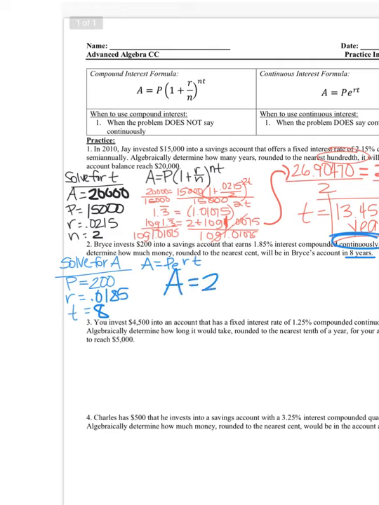A equals P, E, raised to the R, and then T is 8. Okay? You don't plug anything in for E, right? We did that last week. You do not plug anything in for E. E is not a variable. E is a special decimal, kind of like pi.